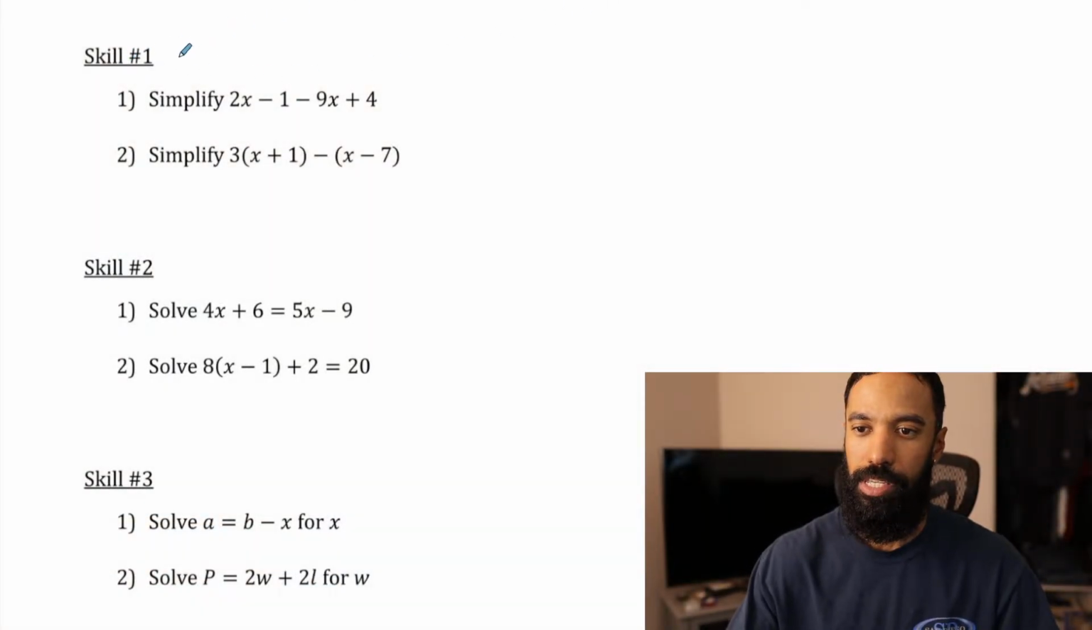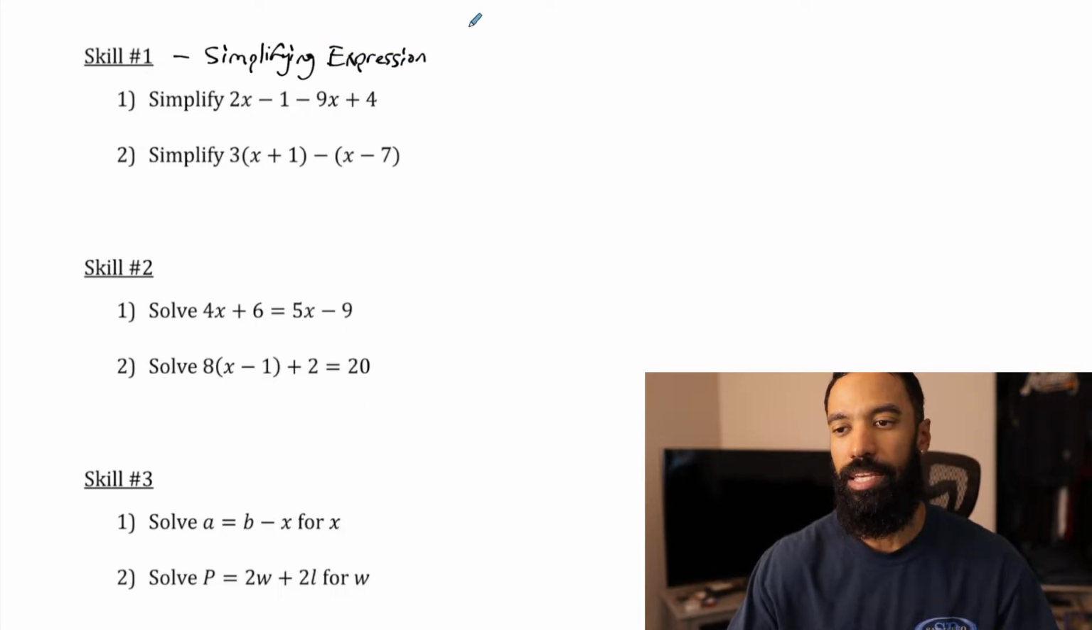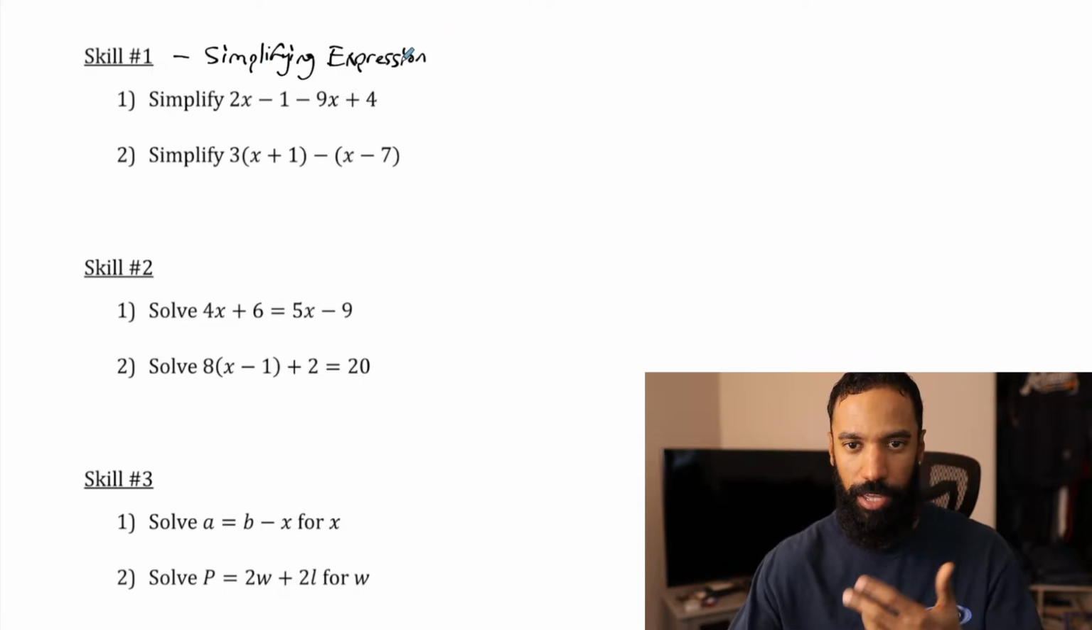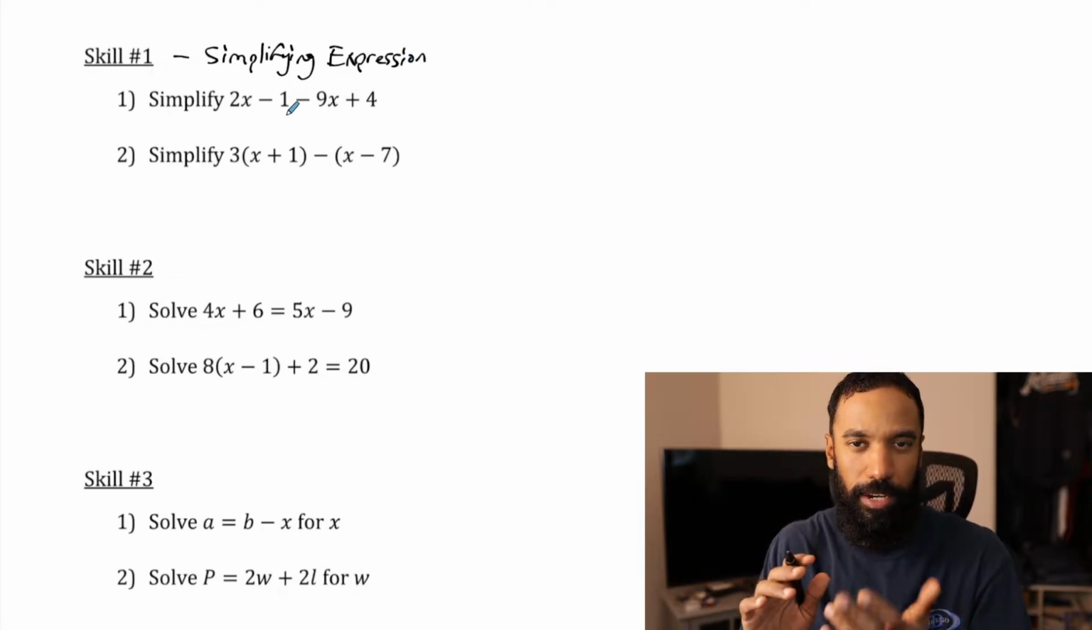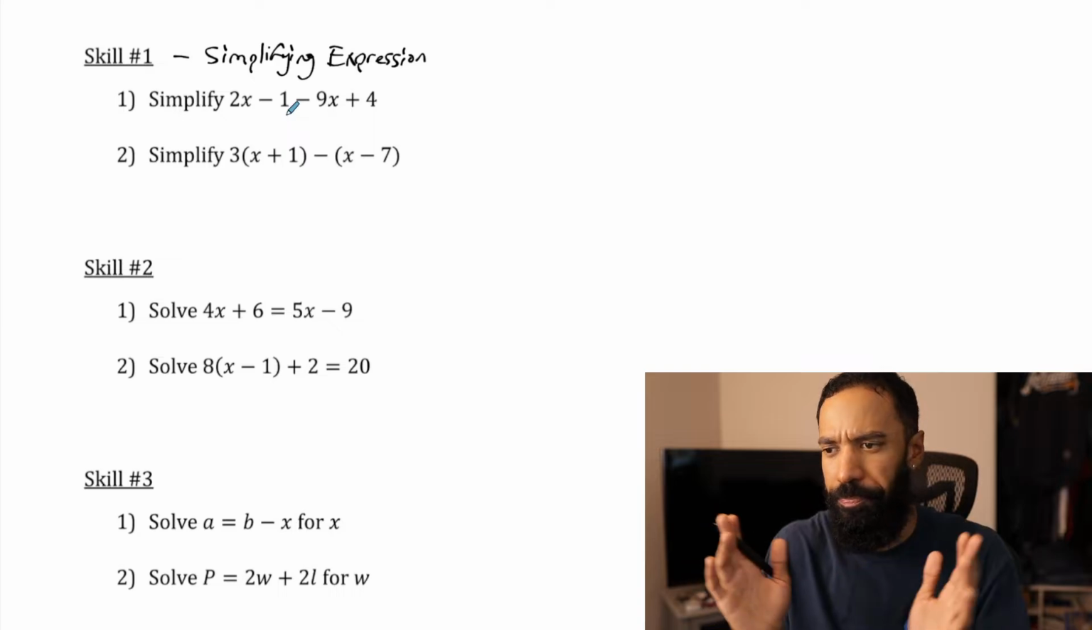Skill number 1 here is the simplifying expressions stuff. It says right there when it says simplify. Simplifying expressions. You may be combining like terms, you may be using the distributive property. Now what you're looking at here is in essence a practice quiz for my kiddo. Sorry for the handwriting. It's in essence a practice quiz for my kid, and I just sneezed a little bit ago, so sorry for the sniffles.